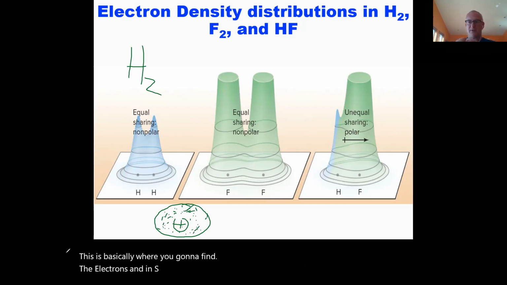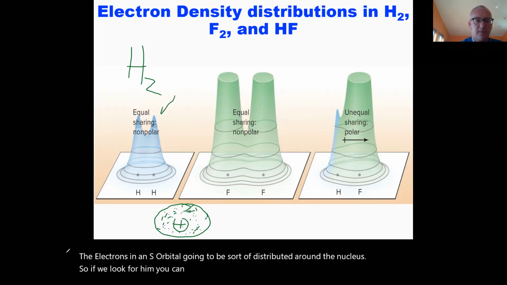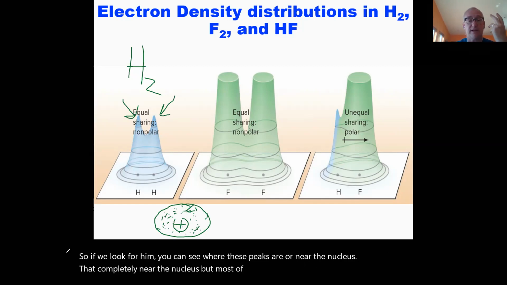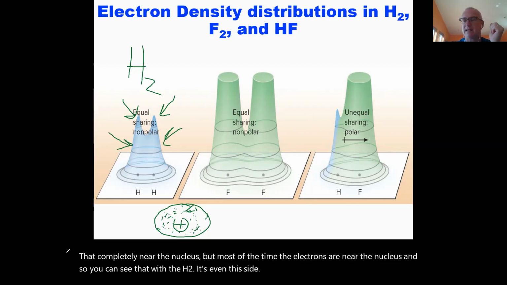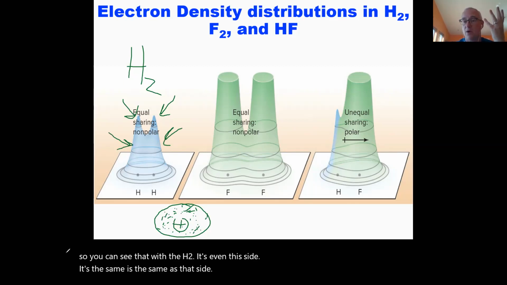They're going to be sort of distributed around the nucleus. So if we look for them, you can see where these peaks are near the nucleus. Not completely near the nucleus, but most of the time the electrons are near the nucleus. And so you can see that with the H2, it's even. This side is the same as that side, nonpolar bond.